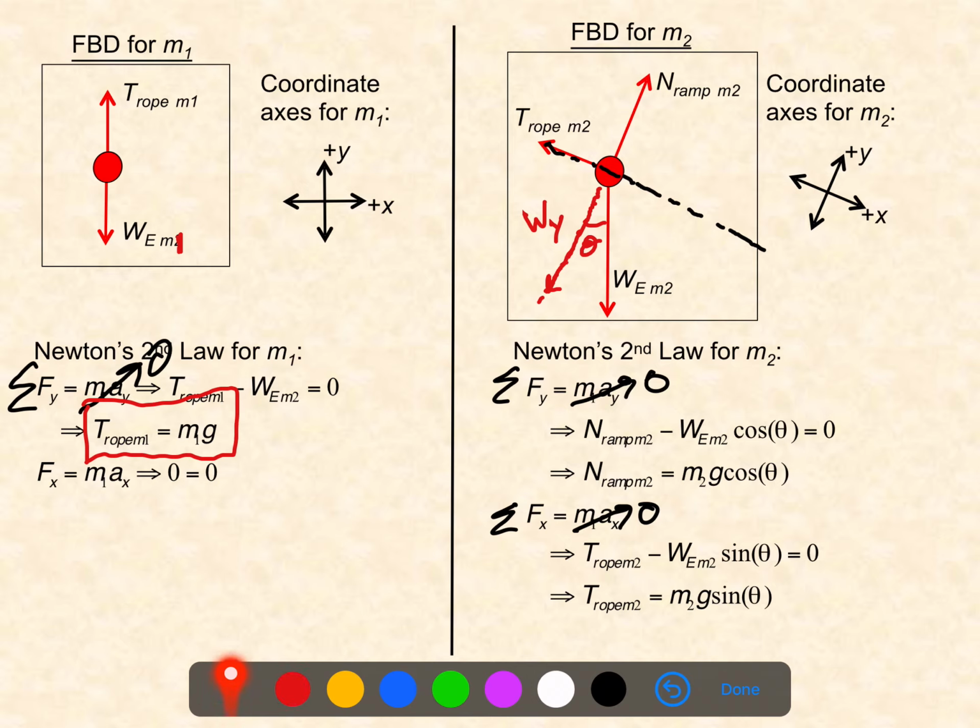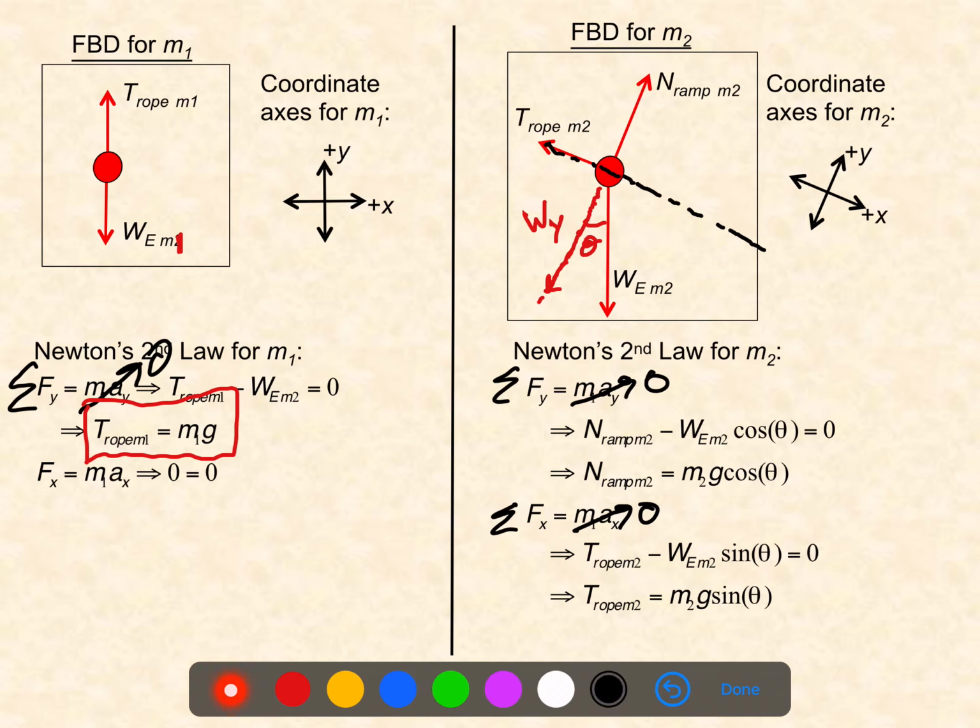Okay, solving this equation, I get that the normal force is equal to mg cos theta. And then if I repeat the same process in the x direction, making sure that I account for the total forces acting in the x direction, which is the tension force in the positive x direction, and the weight force in the negative x direction.